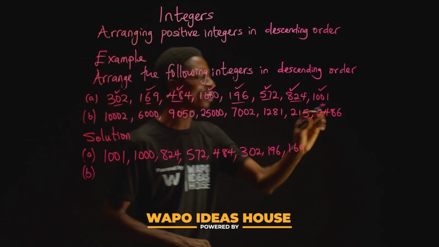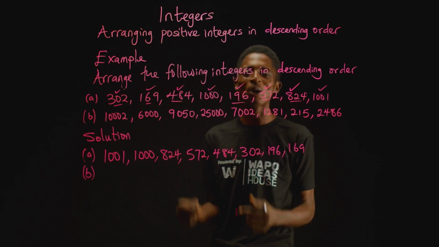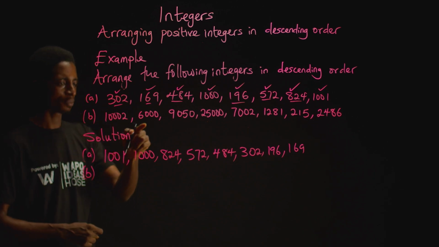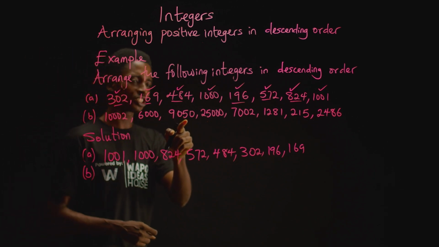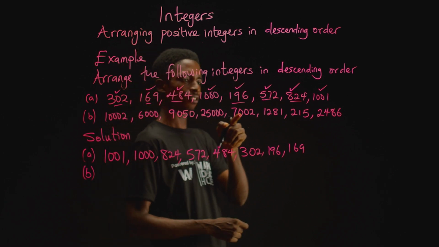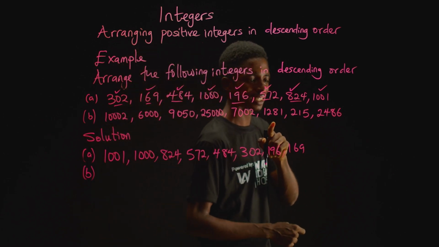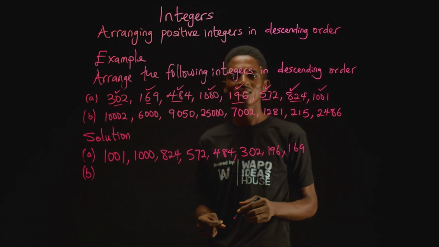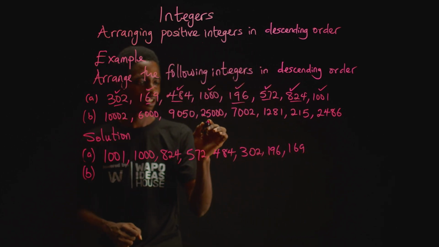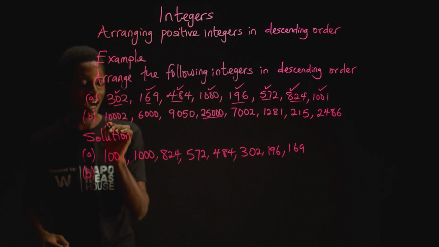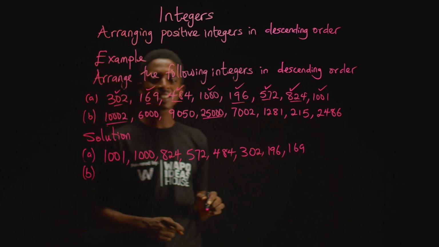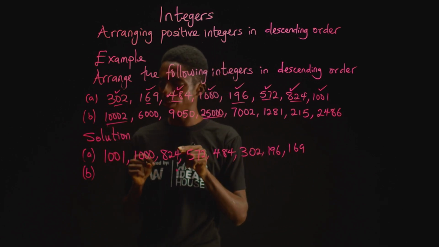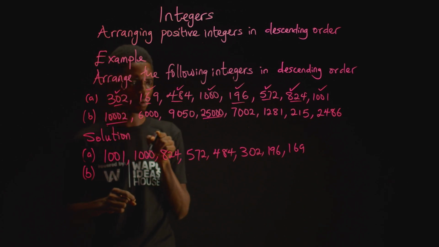For the numbers we have here, we also identify the biggest by the number of digits. This has 5 digits, 4 digits, 4 digits, 5 digits, 4 digits, 4 digits, 3 digits, and 4 digits. So which one should be the highest one? The ones with 5 digits. So let's consider the numbers with 5 digits. We first check for the first number in the 5-digit numbers. Here we have 10,002.